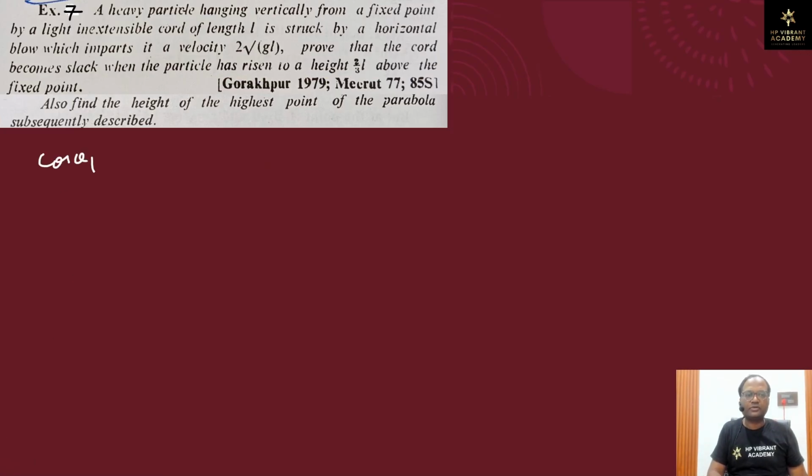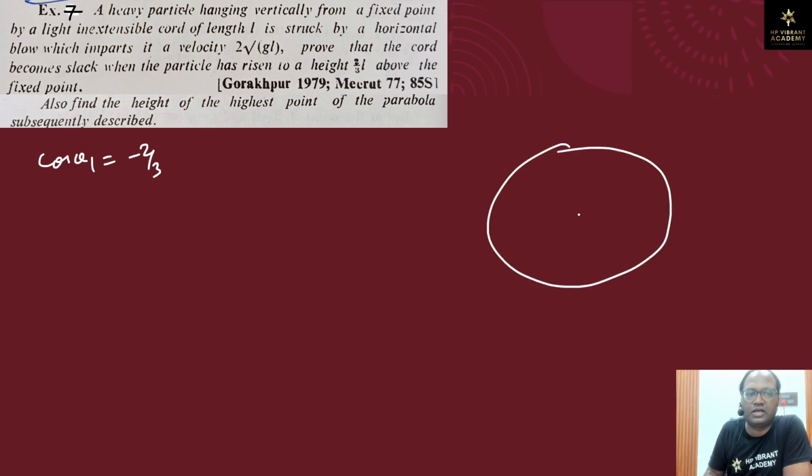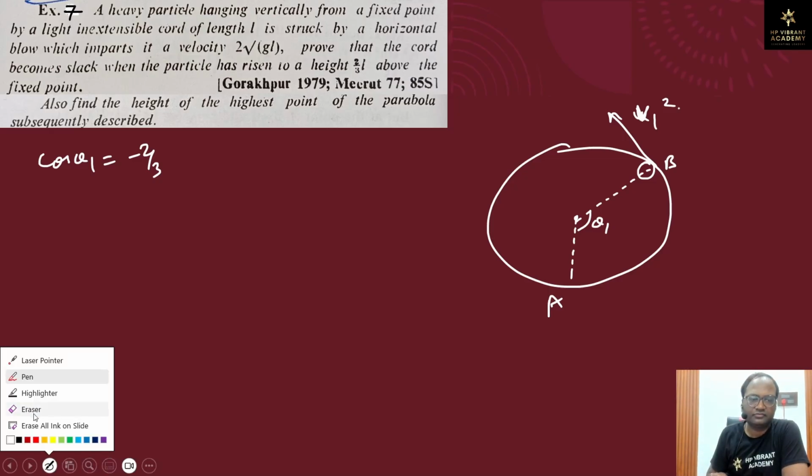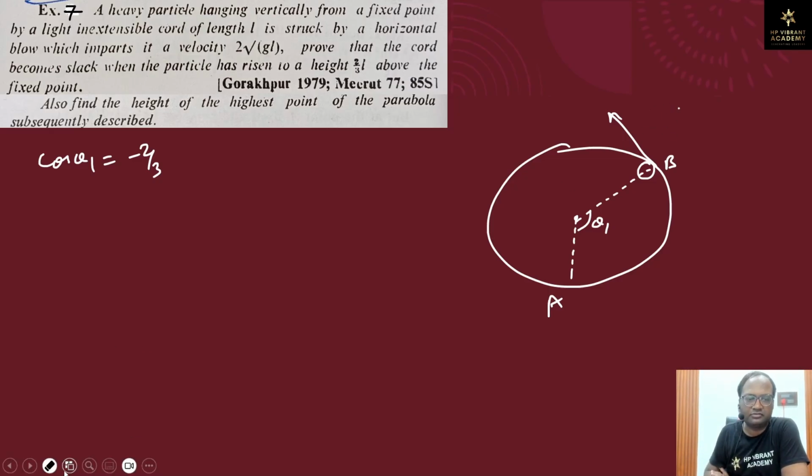So we have cos theta 1 is equal to minus 2 upon 3. Highest point of the parabola, subsequently height of the highest point. Let us consider the velocity at point B as v1. The velocity at point B is v1, and initial velocity u is equal to 2 root under gl.